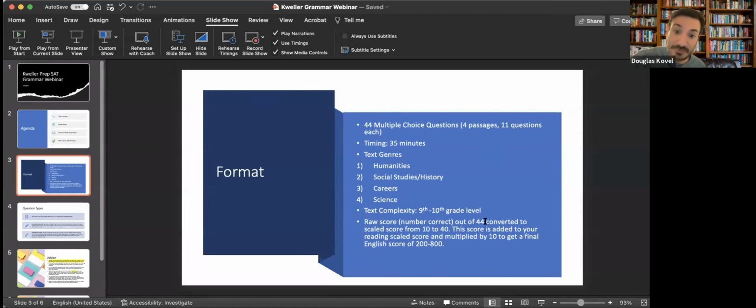Your raw score out of 44 is converted to a scaled score that ranges from 10 to 40. And then that's added to your reading scaled score and multiplied by 10. So you'll get an overall English score of 200 to 800. And as I mentioned with the math and reading sections, there's no specific cutoff that guarantees that a certain number wrong will give you a certain grade. It really depends on the difficulty level of the test. So the harder the test is, the more lenient the conversions will be between raw and scaled scores.